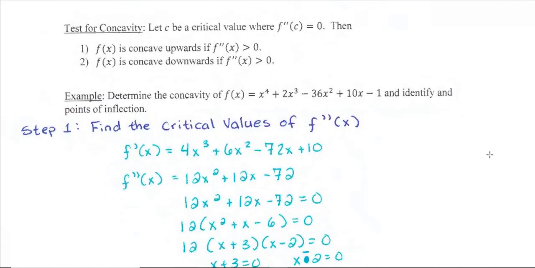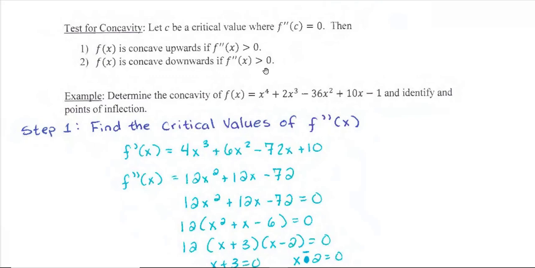So we have a test for concavity. You let c be a critical value of the second derivative where the second derivative is equal to 0. Then your original function will be concave upwards where your second derivative is positive, and your original function will be concave downwards where your second derivative is, that's a typo, that should say negative. This should say negative right here. Change that to a negative, please.